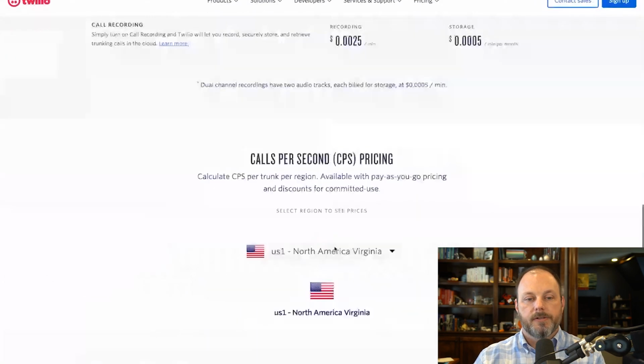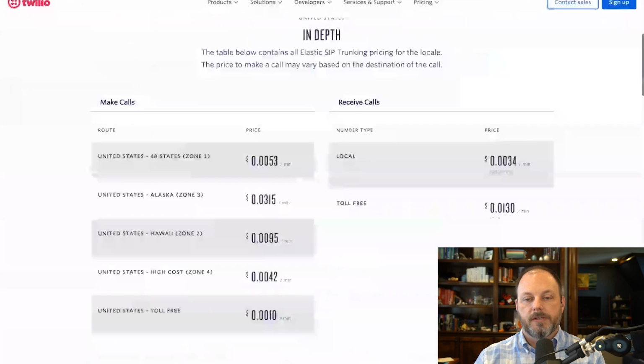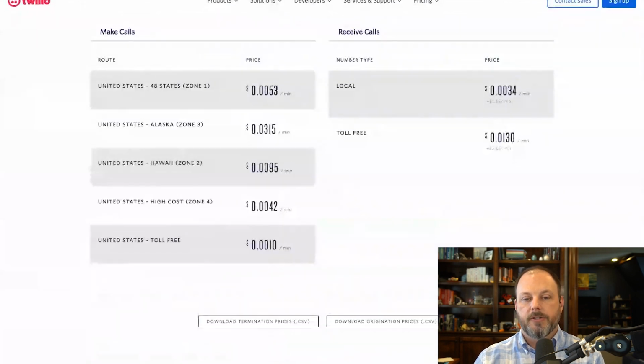Now, notice pay-as-you-go, calls per second, committed use discounts. They're going to tell you how many calls per second you can actually do, and there's going to be some caveats here. This is no channels, as many channels as you need. Just go out and use it, and you're going to pay 0.0053. So this is half of a penny per minute, and this is for US 48. So you can see here, Alaska, Hawaii, high cost zone, toll free, receiving calls, inbound, outbound.